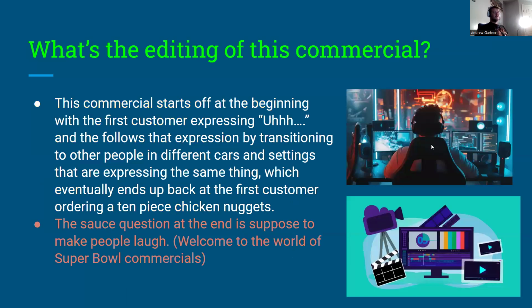And then what's the editing in this commercial, for the final part? It starts off with the customer expressing it at the drive-through, and then they transition by having other people saying it, in different cars and different settings. All of that eventually leads up to the end of the commercial, where the first customer orders a 10-piece chicken McNugget. It's also funny that the worker asks what sauce, and then she goes straight back into saying it. So that's the world of the Super Bowl commercials.